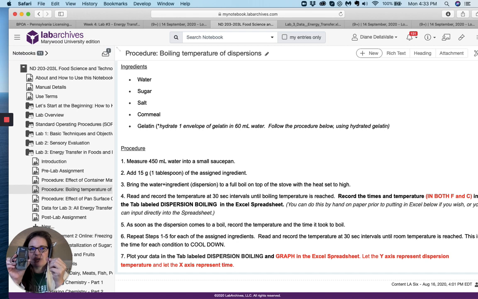Okay, so I recorded the temps in Fahrenheit, and what I want you to do is calculate the temps in Celsius, and then I want you to plot the data. So I want you to graph the data in an Excel spreadsheet. So let me show you my sheet here.